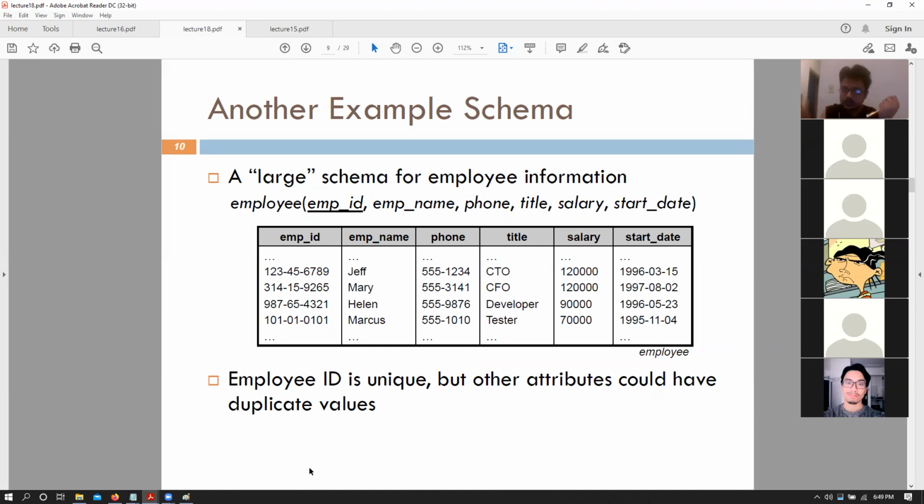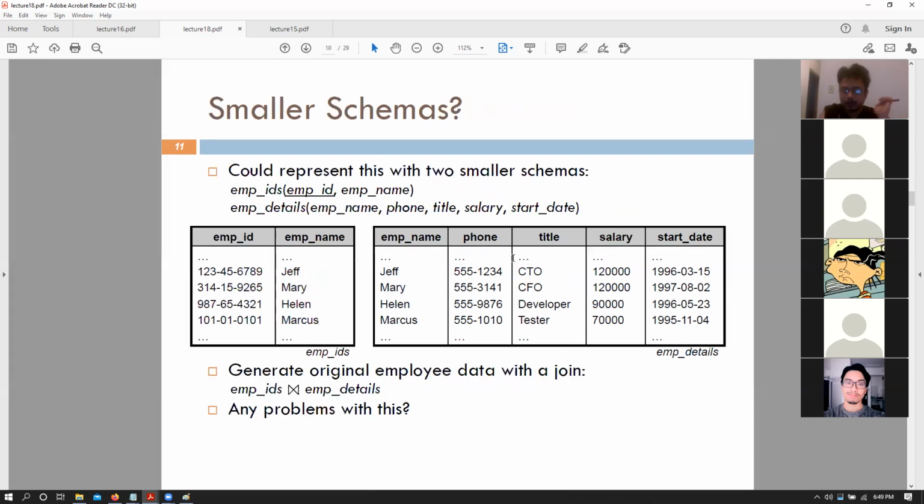But the question is, if you are going to break this table down, what are the good choices for breaking it down? So let's look at one particular example. Let's say that I break this table down into two separate tables. One is employee IDs, that has employee ID as the primary key and employee name. The second is employee details, that has employee name as one of the attributes and all of the other things as attributes as well.